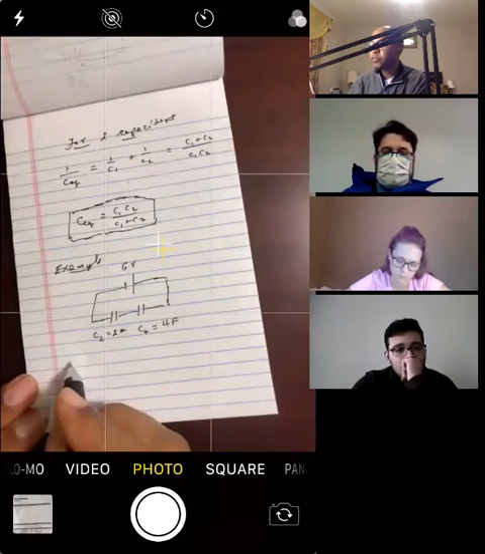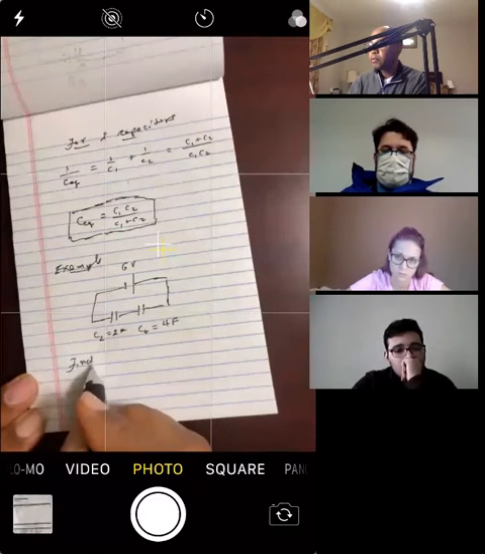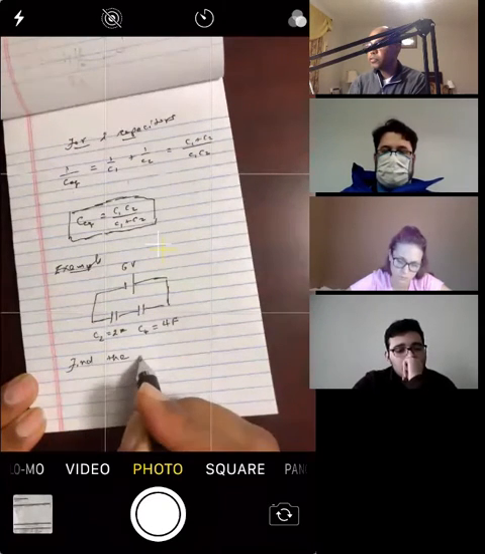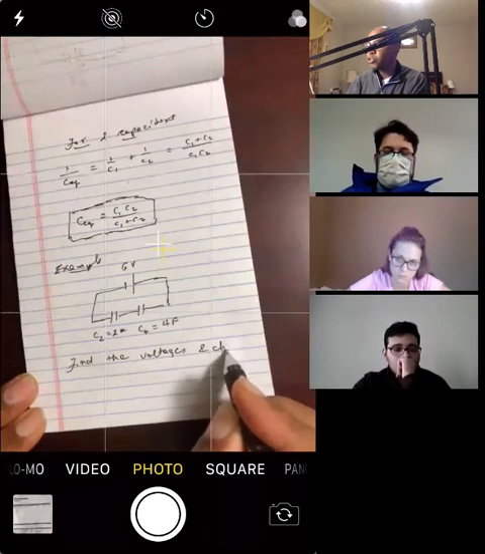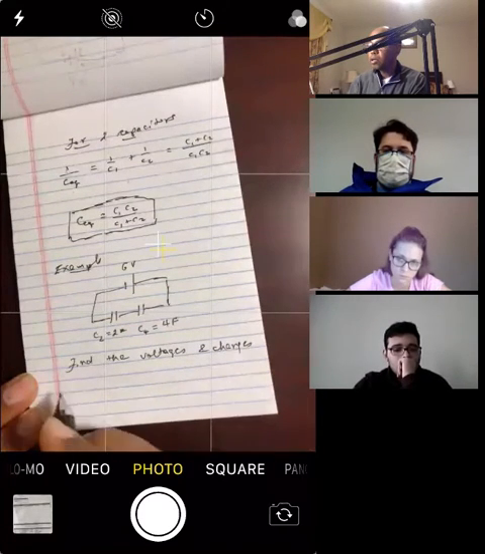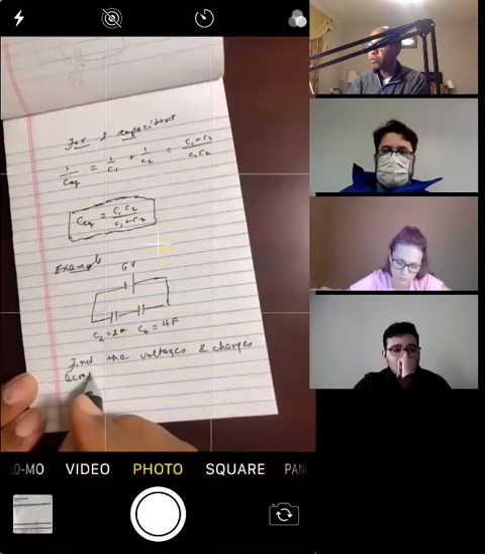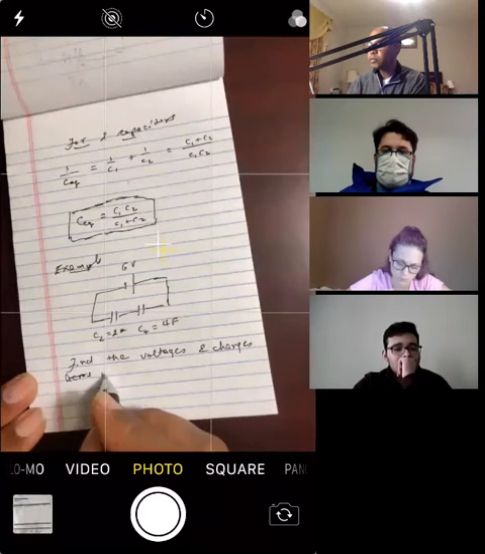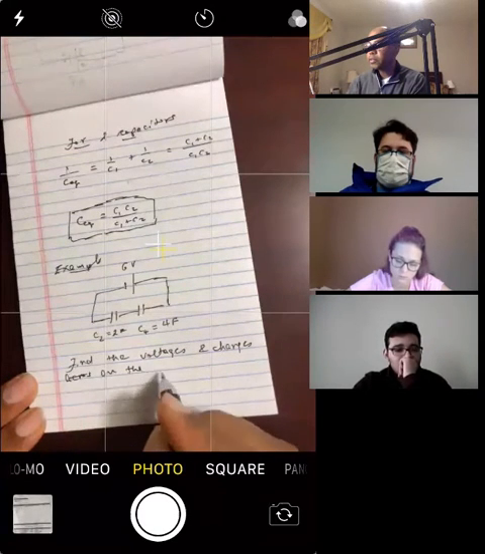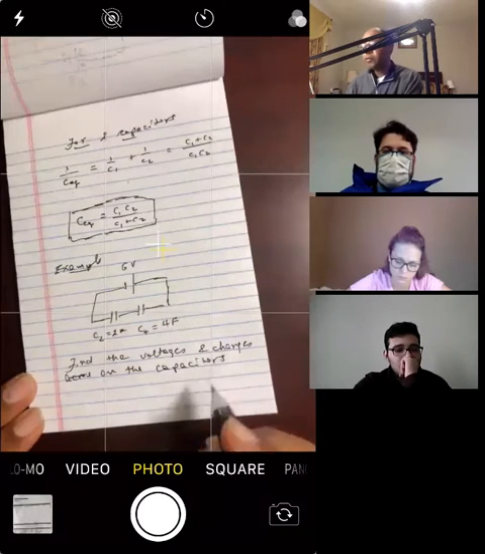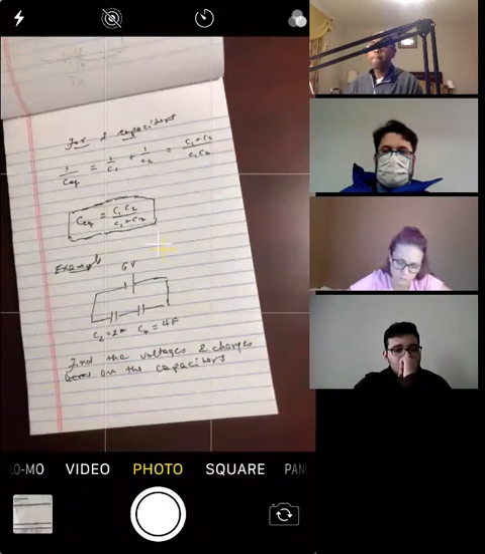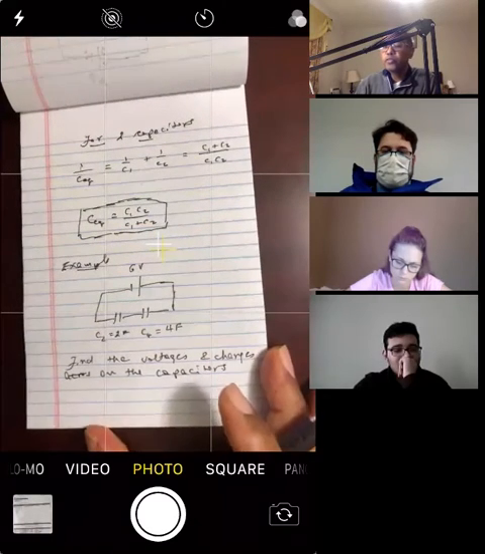Okay, so the question is: find the potential differences, or the voltages, and charges across the capacitors. Okay, that's the question. So how do you think we should proceed? I think in this case, the easiest thing would be first to simplify the circuit.